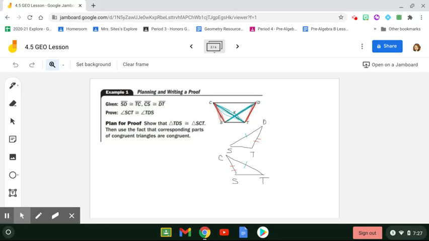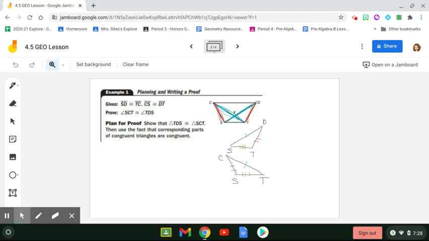We have to prove right now that triangle TDS is congruent to triangle SCT, and then use that fact to show that corresponding parts of congruent triangles are congruent. If I'm looking at that picture, I can actually prove that the triangles are congruent very quickly, because if you look at the bottom, they both share segment ST. So by side-side-side, we can quickly prove that triangle TDS is congruent to triangle SCT.